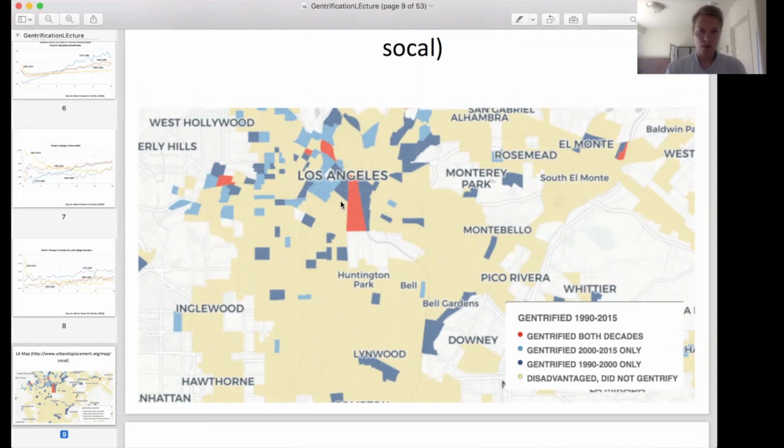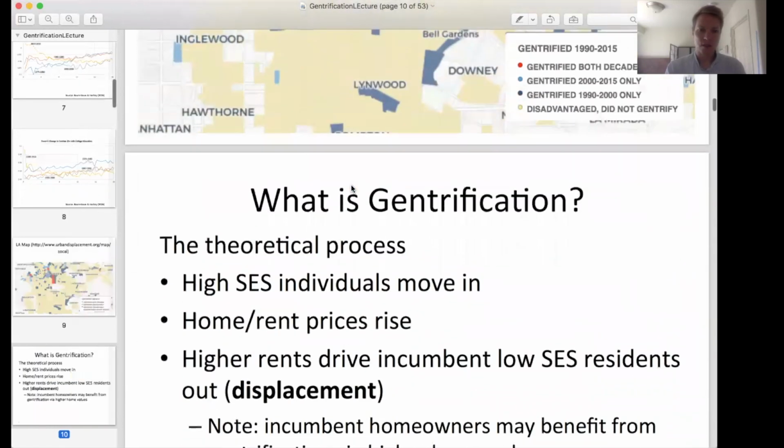And so the red will be gentrified in both decades. And then the other colors were gentrified in either the 1990 to 2000 period or the more recent period. And so we can see a lot of LA's downtown and east side making that transition.